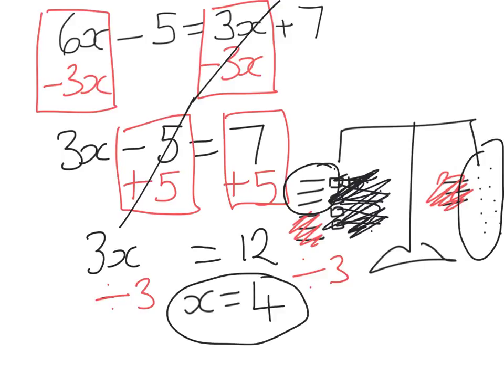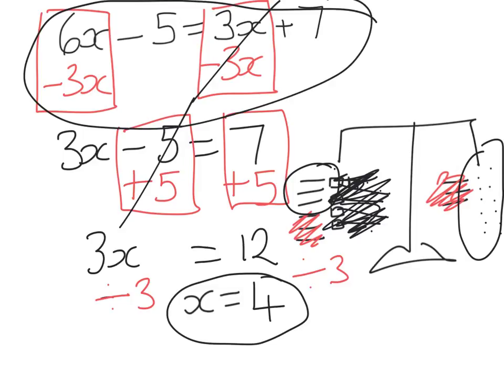And once again, I should be able to substitute that back in to check. So your first stage each time is you find the smaller coefficient of x, the smaller number of x's. In this case, out of 6 and 3, 3 is smaller. So do the inverse of 3x, which is to take away 3x, but I must do it to both sides so that my scales balance.